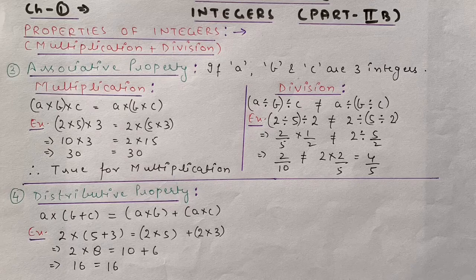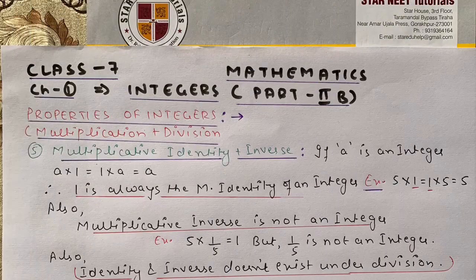Now coming to our multiplicative identity and inverse. Yesterday you saw additive identity and inverse. Today multiplication is our topic. So, multiplicative identity and inverse. If a is an integer, then a into 1 is equal to 1 into a is equal to a.